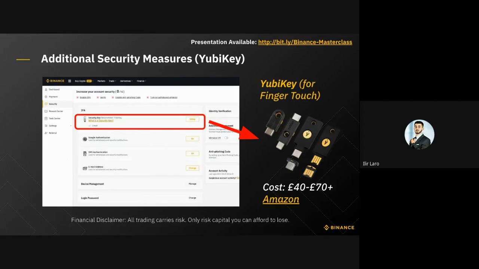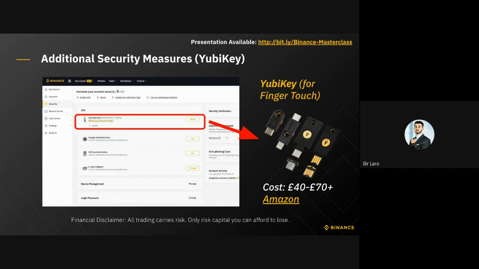the additional security measure you can take to secure your account even further is a security key. An example of a security key is called YubiKey. Essentially, a security key is a way for you to secure your account using a fingertouch. You can see a YubiKey here as an example. They come in all shapes and sizes, different formats, different makers. Typically, the cost for a YubiKey would range from about £40 to £70.